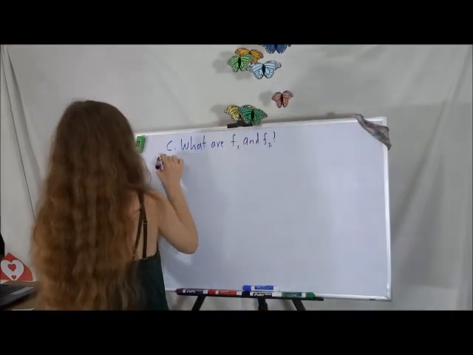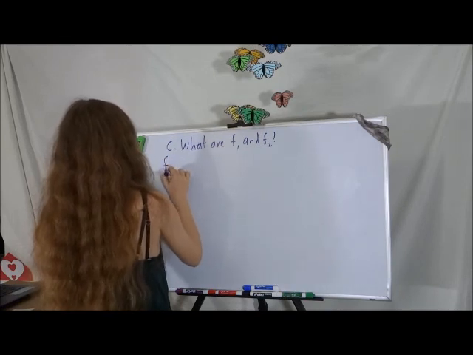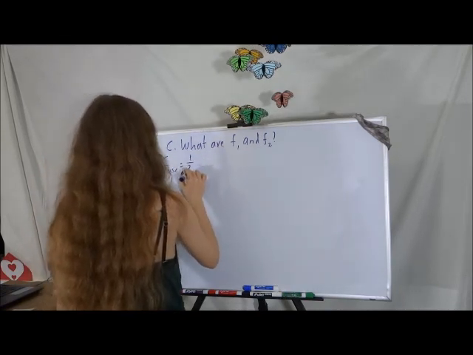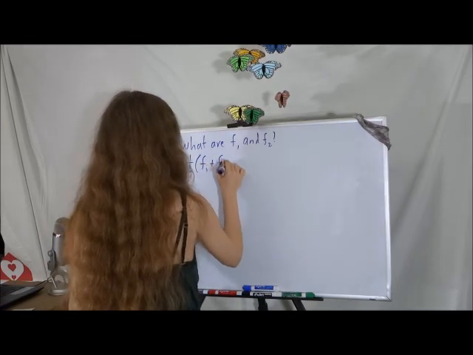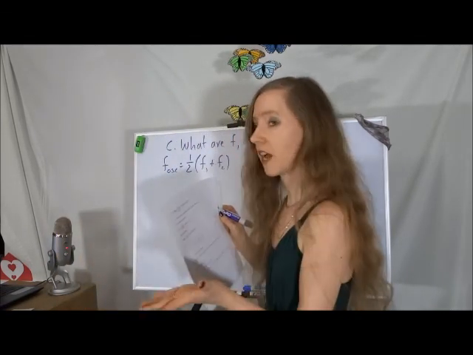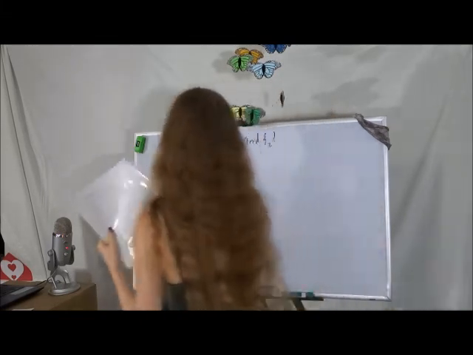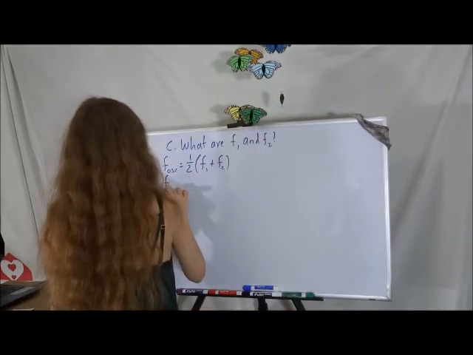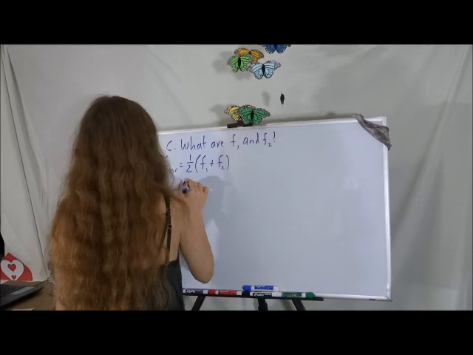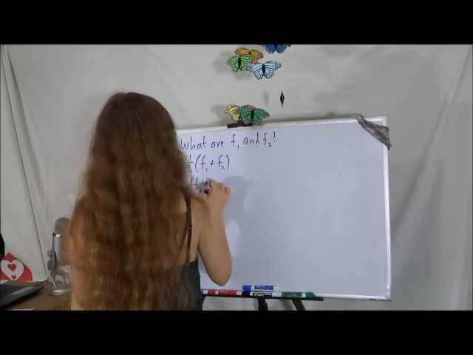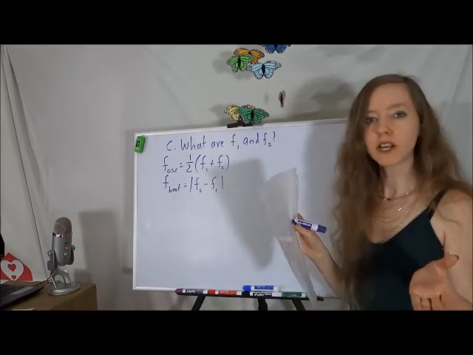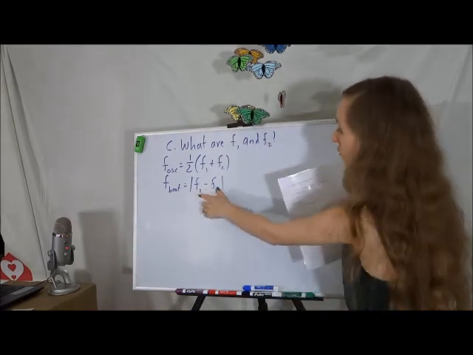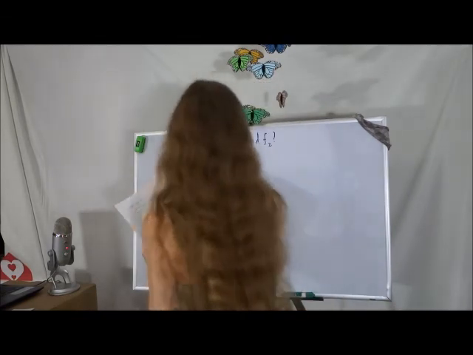So we have F oscillatory is equal to 1/2 F1 plus F2. And then we have that our beat frequency, F beat, is F2 minus F1, the absolute value of that. Now we want to drop the absolute value sign, so I'm going to assume that F2 is greater than F1.